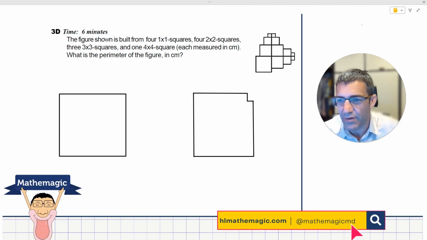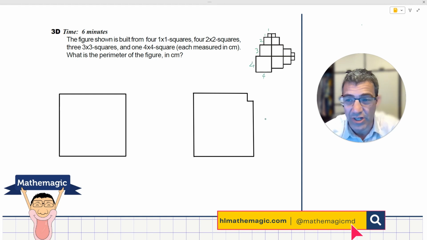Okay, so the enunciate of the question is question 3D, supposed to take you 6 minutes, so if you can save a bit of time, that'll be great. The figure shown is built from 4 1x1 squares, so we imagine those are the little squares here. These are like 1x1, and then 4 2x2 squares, so these are 2x2, 3 3x3 squares, so these are 3s, and then you have a 4x4 square at the bottom here.